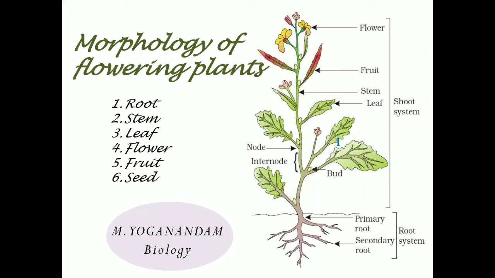Chapter 5 Morphology of Flowering Plants. Topics to be covered are 5.1 the root, 5.2 the stem, 5.3 the leaf, 5.4 the inflorescence, 5.5 the flower, 5.6 the fruit, 5.7 the seed, 5.8 semi-technical description of a typical flowering plant, 5.9 description of some important families.